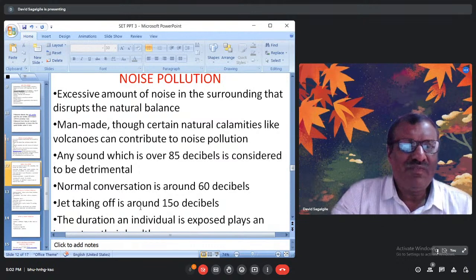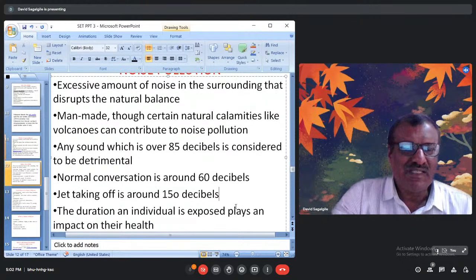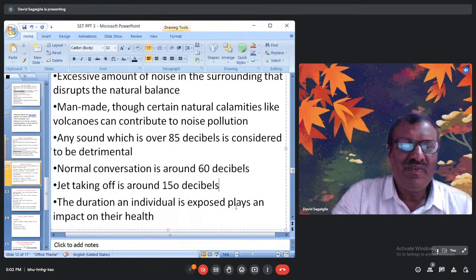A jet taking off is around 150 decibels. If you are staying close to the airport, you will see that especially when fighter aircraft and jets are taking off, it creates a huge sound equivalent to 150 decibels, which is very, very harmful for human beings as well as for the animals over there.